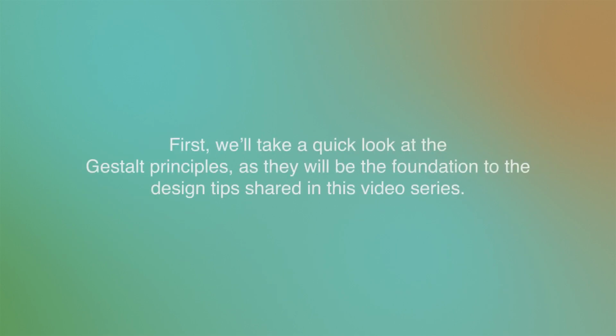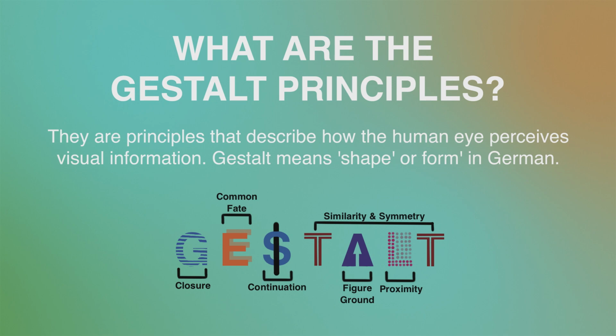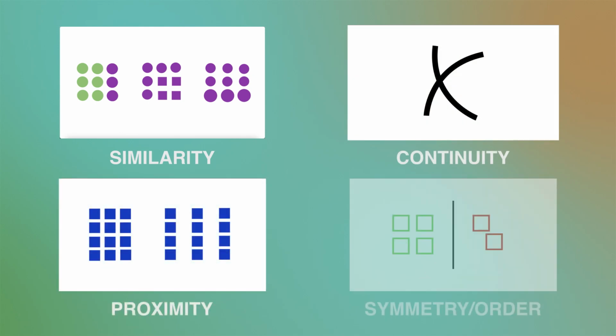First, we'll take a look at the Gestalt Principles, as they will be the foundation to the design tips shared in this video series. What are the Gestalt Principles? They are principles that describe how the human eye perceives visual information. Gestalt means shape or form in German. There are 6 or more Gestalt principles, but we'll keep it simple by showing you how to use the 4 most crucial and common ones used for creating and structuring documents. The 4 Gestalt principles that we will be focusing on are similarity, continuity, proximity, and symmetry and order.